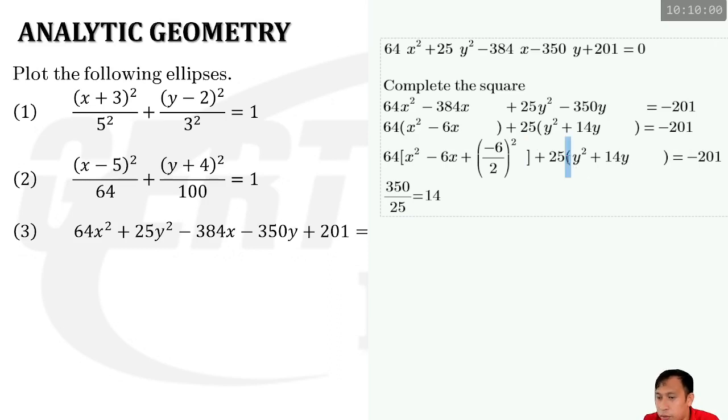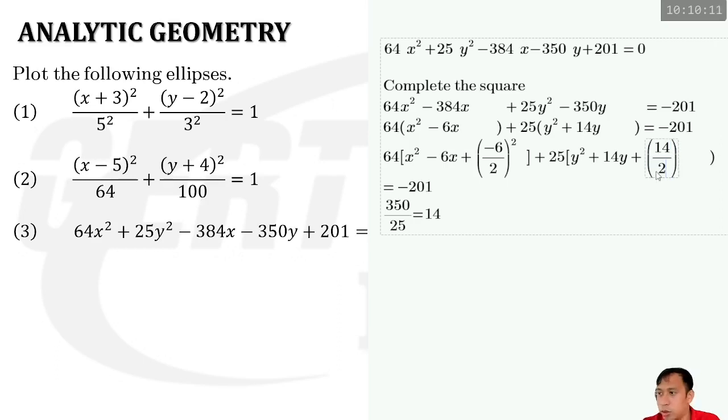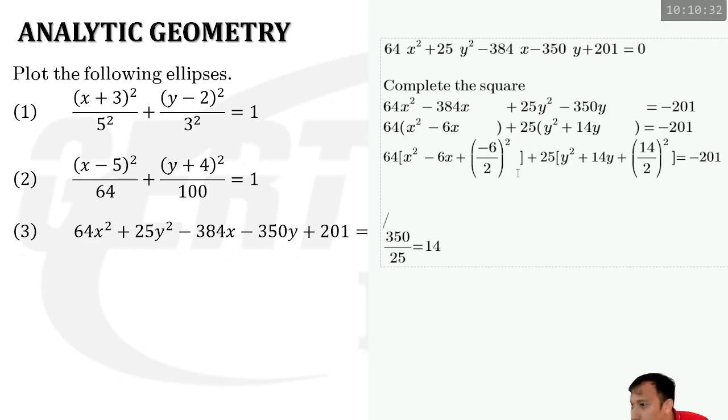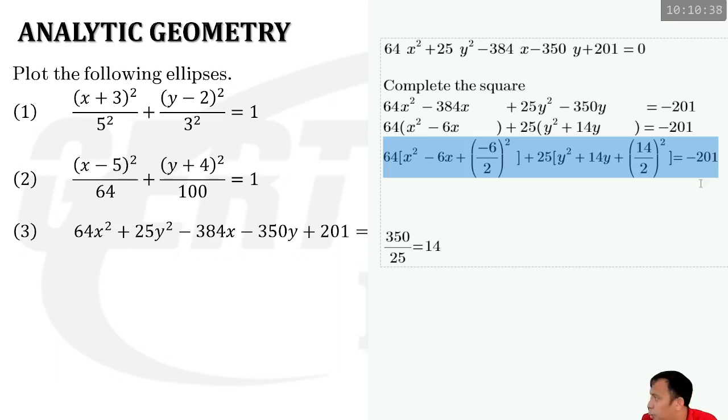So, bali, may ganito na ito, no? Dito din, maging parenthesis na ito. Let's make ito i-bracket. Mag-add tayo ng 14 over 2 squared. No? 14 over 2 squared. Okay? And again, that's equal to negative 201. Okay, I hope klaro lang, no?